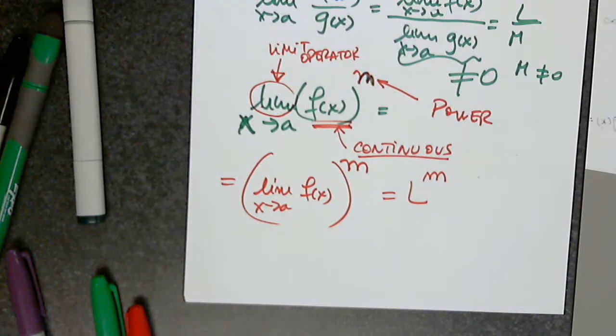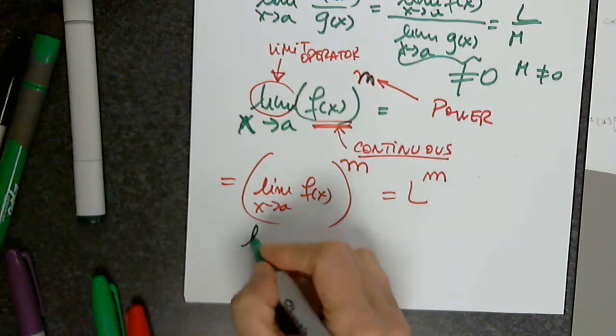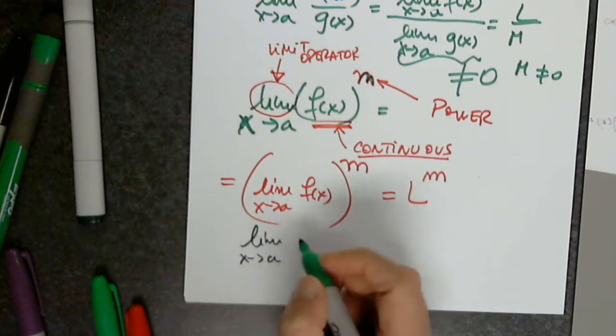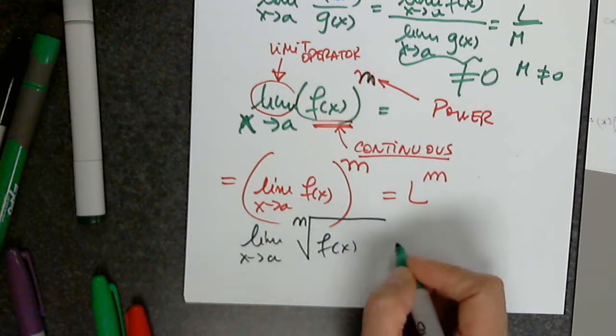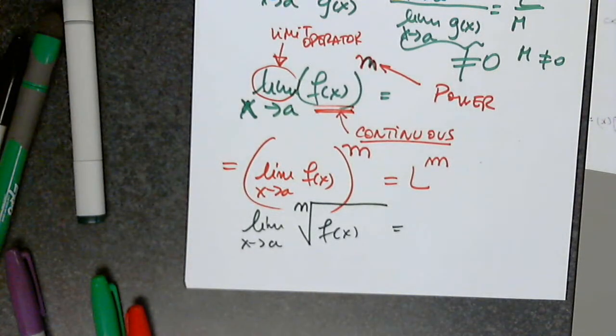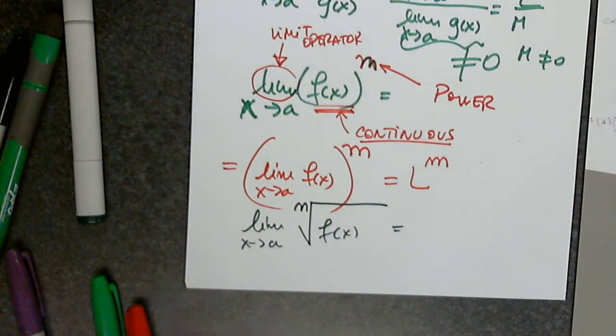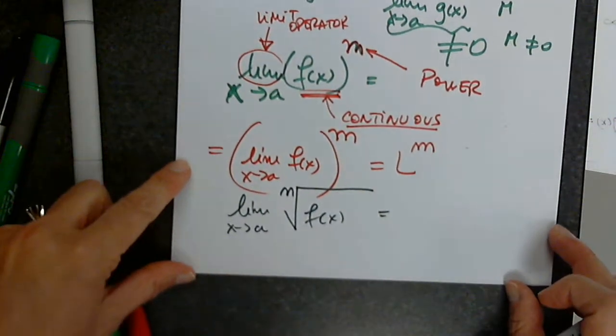under conditions of continuity. Okay, what will you say about the limit as x approaches a of the nth root of f of x? Of course, n is a positive integer. The same swapping of the operators. What will you tell me to do?